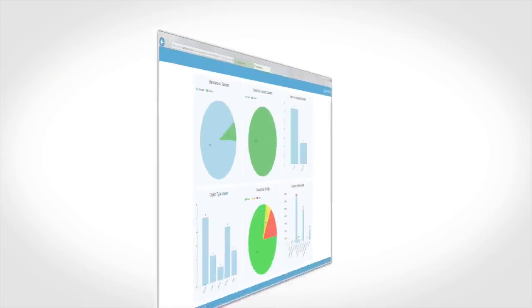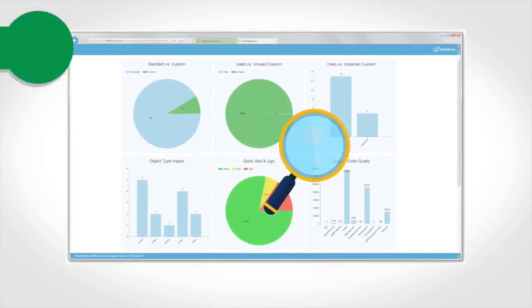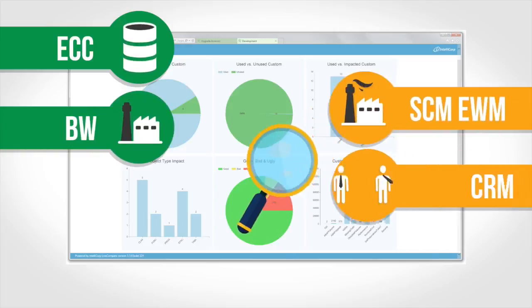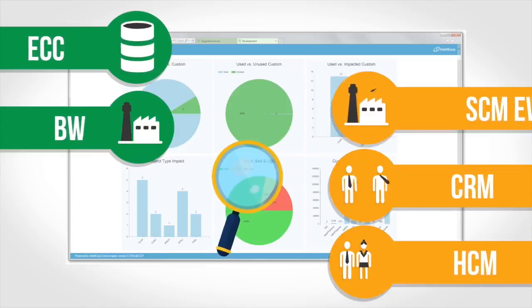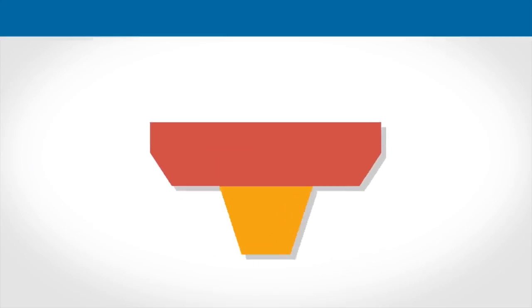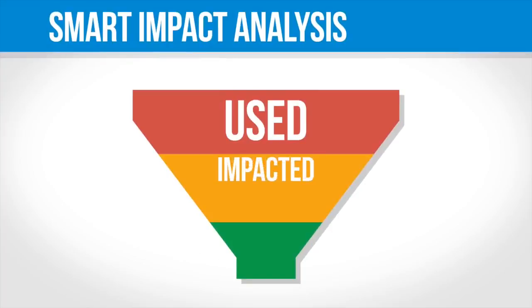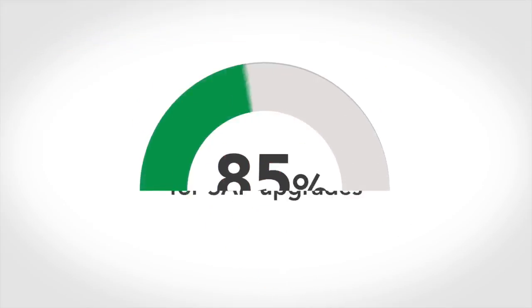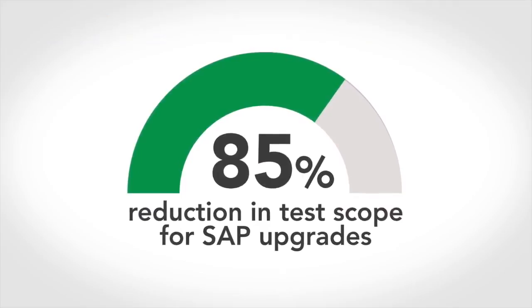Live Compare provides smart impact analysis for all SAP applications, from ECC and BW to SCM, EWM, CRM, and HCM. Live Compare has you completely covered. Live Compare's smart impact analysis starts with what's used, identifies what's impacted, and uniquely reduces this to the most at-risk objects to test. And the result? An 85% reduction in test scope for SAP upgrades.